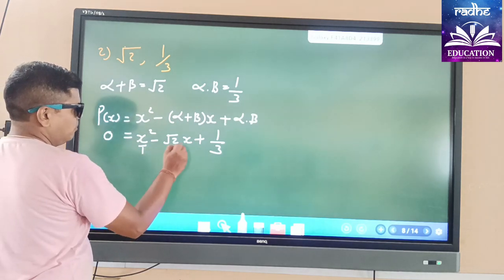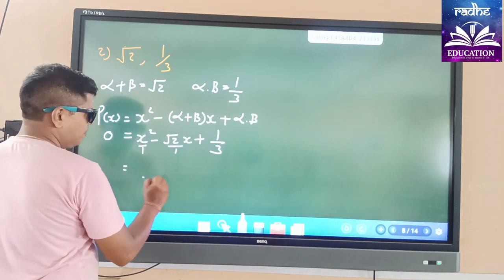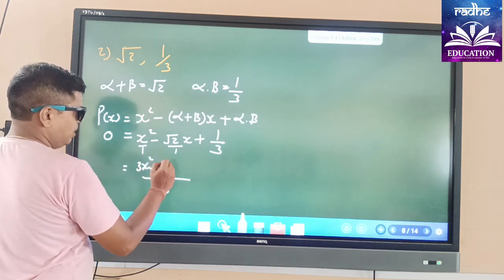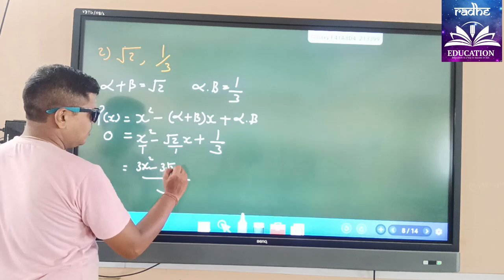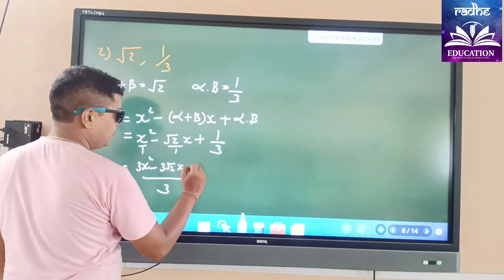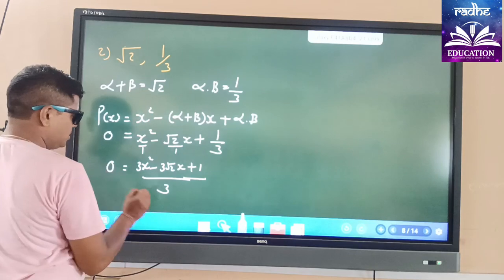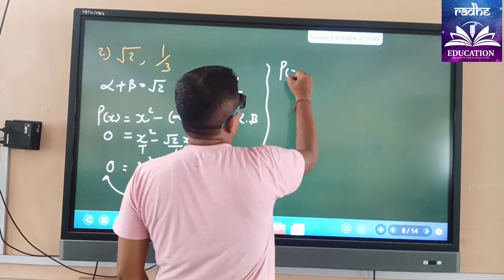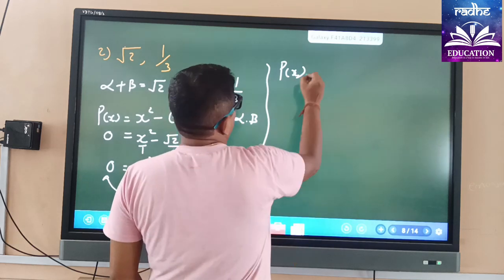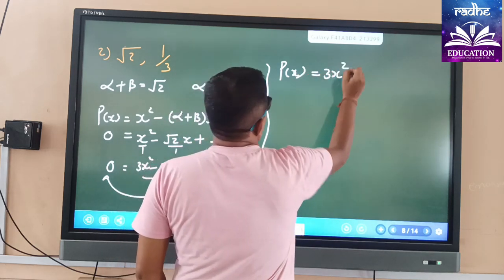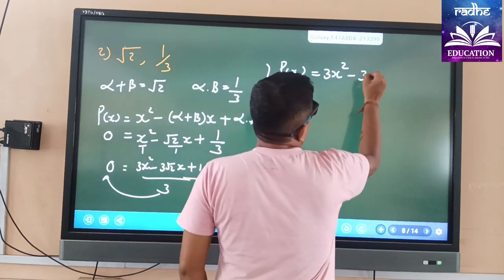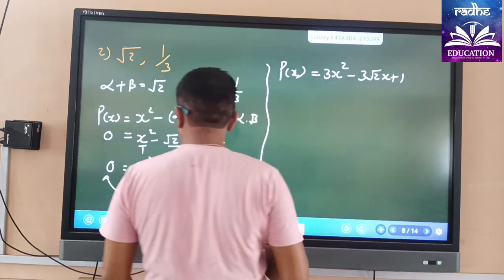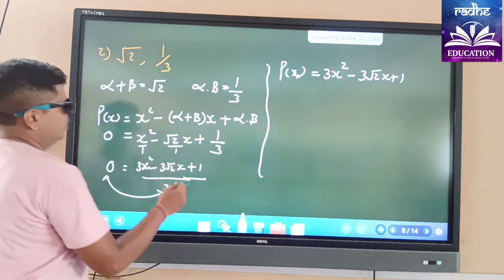So this is the 1, 1. So LCM is 3. We will multiply this term with the 3, 3x square. This term we multiply with the 3, 3 root 2x. And here what we have? 1 equals to 0. This 3 multiply here. So we get p(x) equals to 3x square minus 3 root 2x plus 1. Okay. If you write this polynomial, then it is also correct.